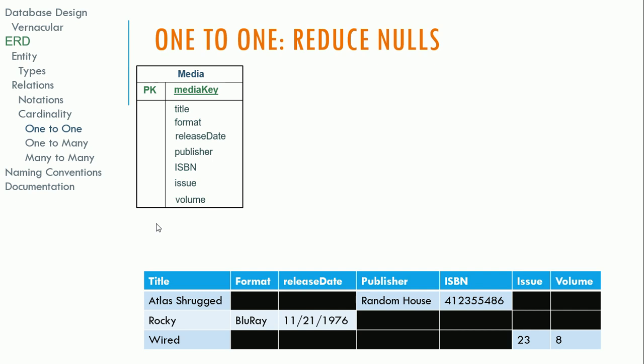And then we have a magazine, which has an issue and a volume, but that doesn't really apply to the other records. So all those black boxes you see are nulls. And I just said we want to try to avoid nulls. So how do we fix this so we don't have a lot of nulls?